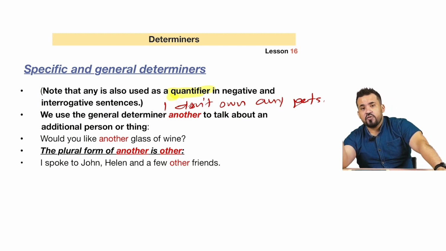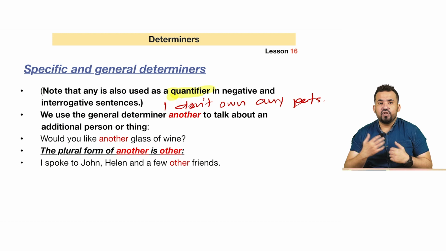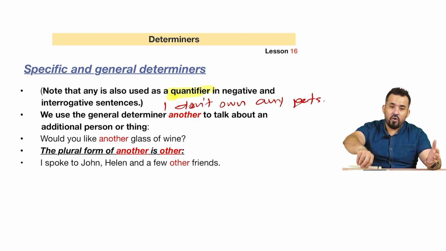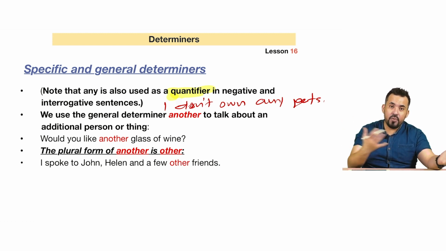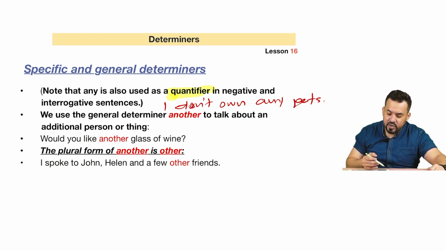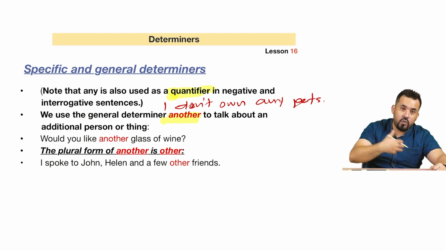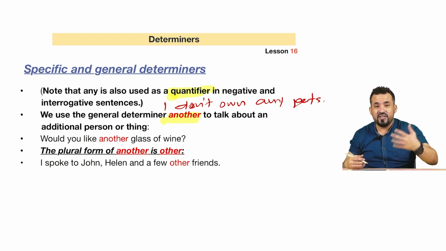We can use it in a question form, like, do you have any children? Do you have any children? Again, this is a quantifier in a question form to ask about the number of children that you have, if you have any. Okay, so let's move on to another. Another is used to talk about additional people or additional things. It's about an additional person or an additional thing.